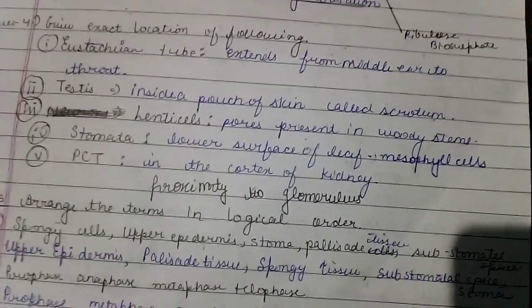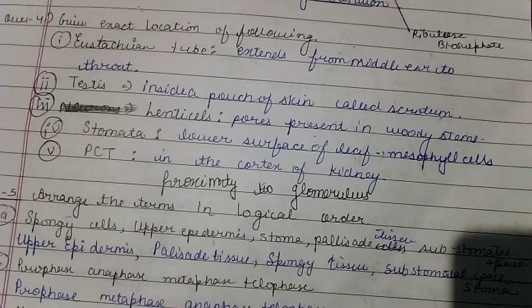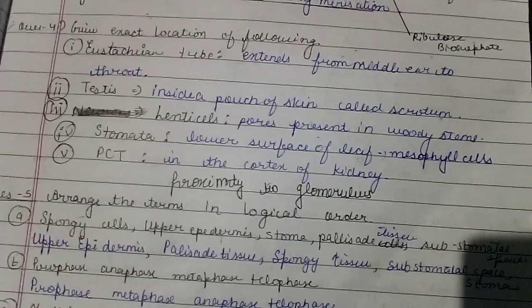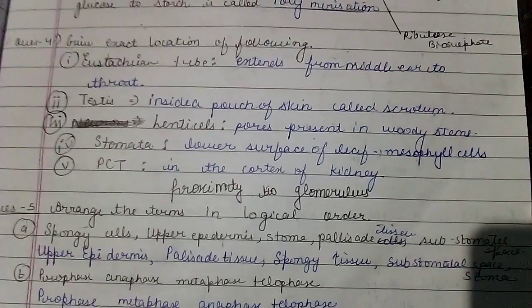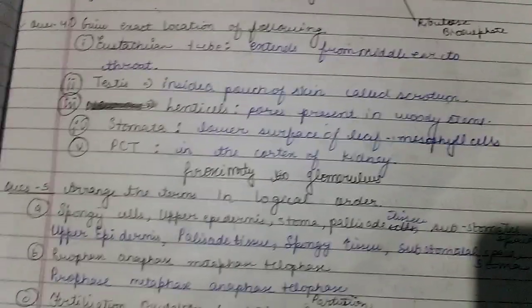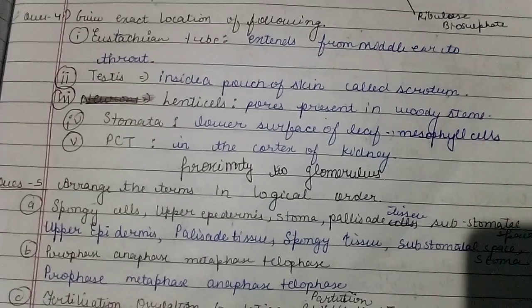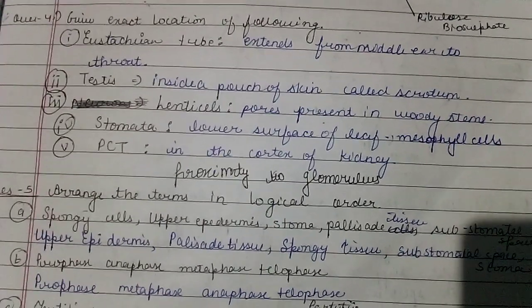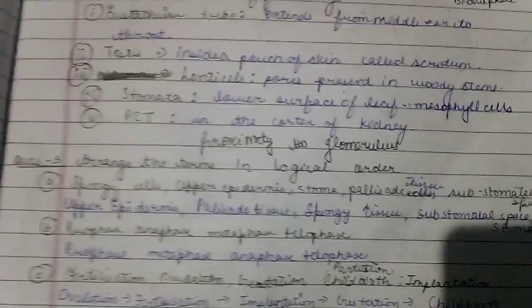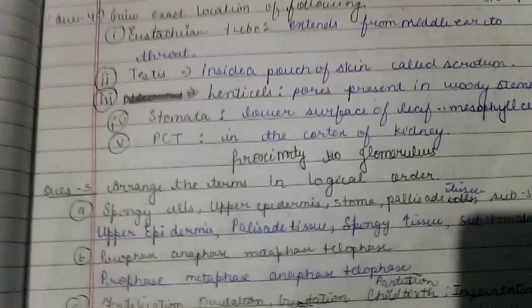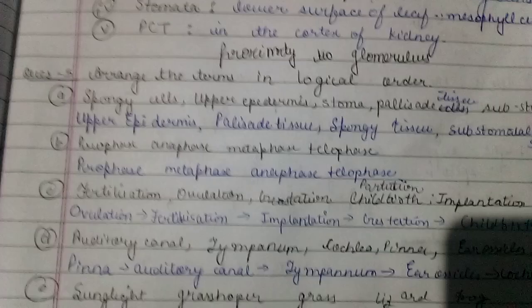PCT, the full form of PCT is proximal convoluted tubule. And why do we call it proximal convoluted tubule? Because it is located in proximity to the glomerulus, or you can say in proximity to the Bowman's capsule. Where is PCT located? It is located in the cortex of the kidney, or if we are talking about one nephron, it is located in proximity to the glomerulus, but it will be better to write the cortex of the kidney.